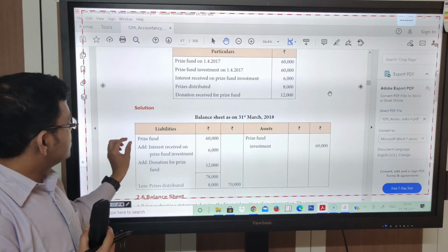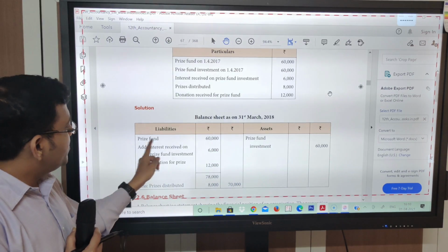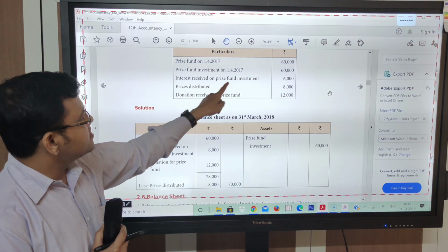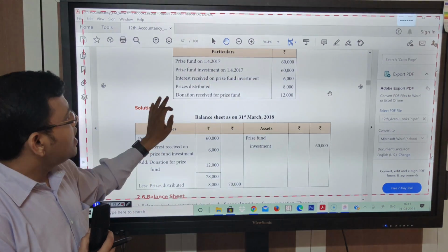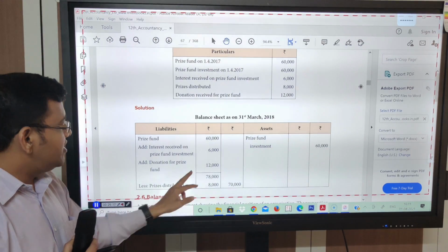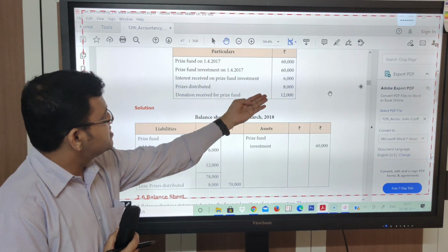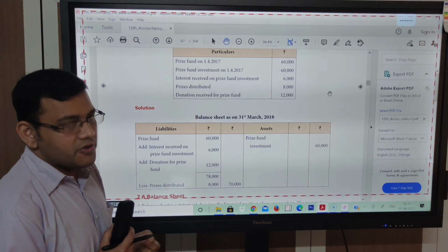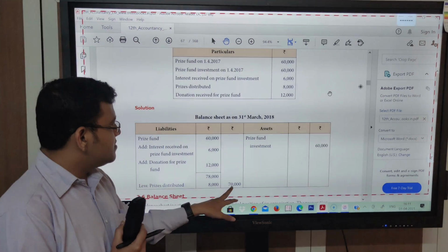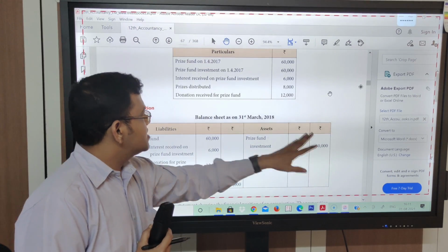Like I said, this is a specific fund. So it will be part of the liabilities. So the opening balance is how much? 60,000. To this we will add the interest which is received, which is 6,000, and whatever donations received also get added over here, making 78,000. So these are the additions made, and you have some expenses of prize being distributed, which is 8,000 rupees. So finally your fund balance will become 70,000, and this prize fund investment is how much? 60,000 now.